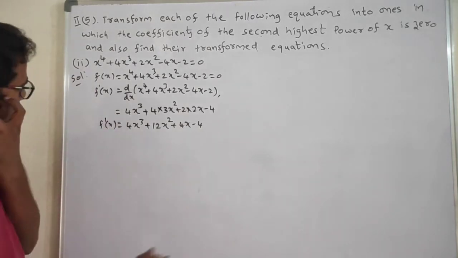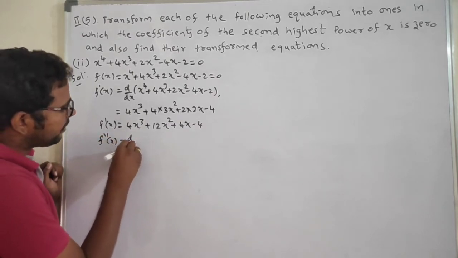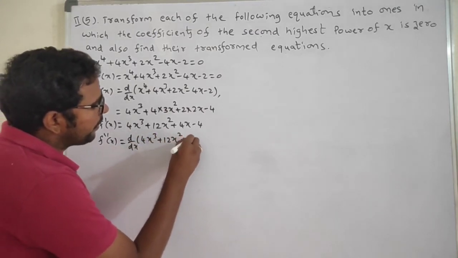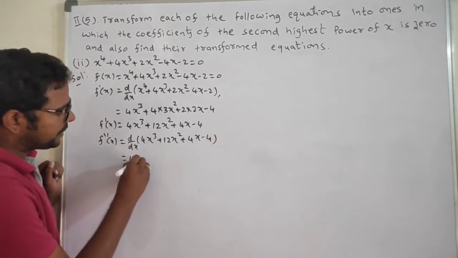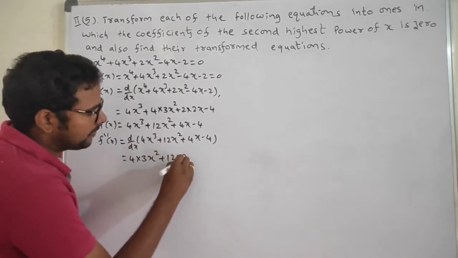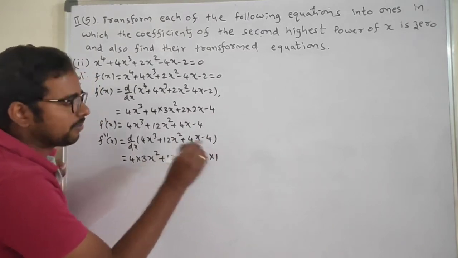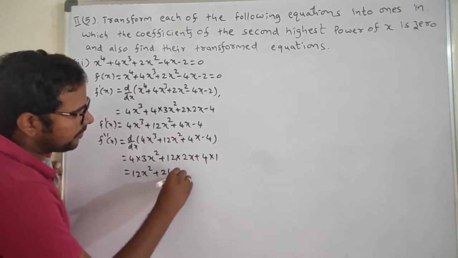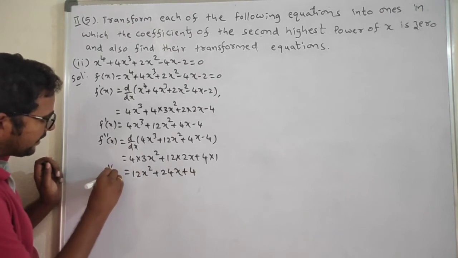ఒకసారి differentiation. Do second time differentiation. F double dash of x is equals to d by dx of 4x power 3 plus 12x square plus 4x minus 4. So x power 3, 3x square, and 4 into 3x square plus 12 into d by dx of x square, 2x, plus 4 into d by dx of x is 1, d by dx of 4 is constant 0. So 12x square plus 24x plus 4. This is f double dash of x.